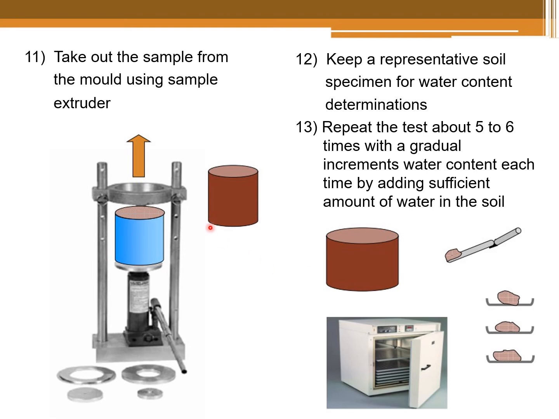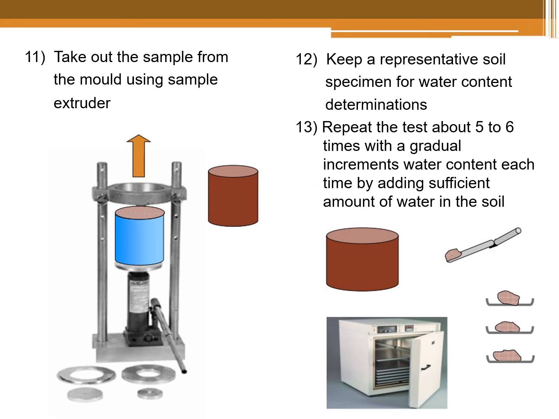Alright, so from this sample you will take about 3 small samples to get the value of moisture content or water content. You have to repeat the test about 5 to 6 times with gradual increments of water content, each time adding a sufficient amount of water to the soil. For example, you take about 5% water and then another 10%, so 5, 10, 15, 20, 25 to 30% of water.